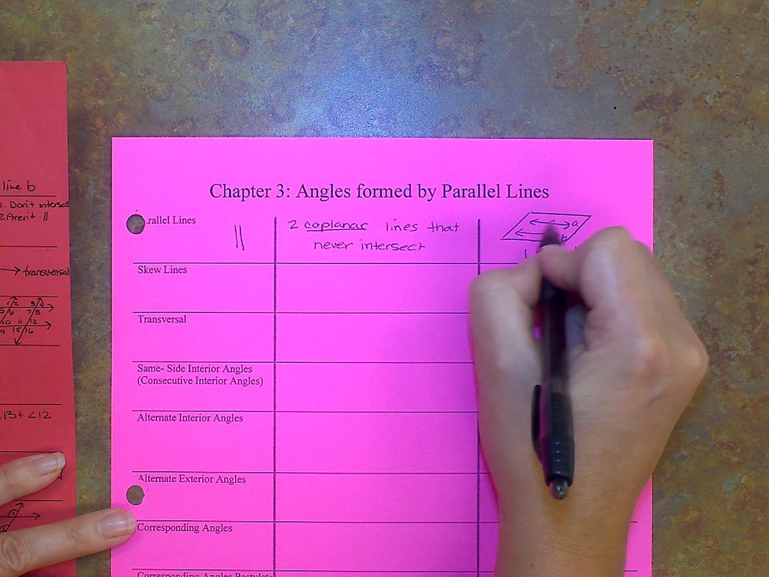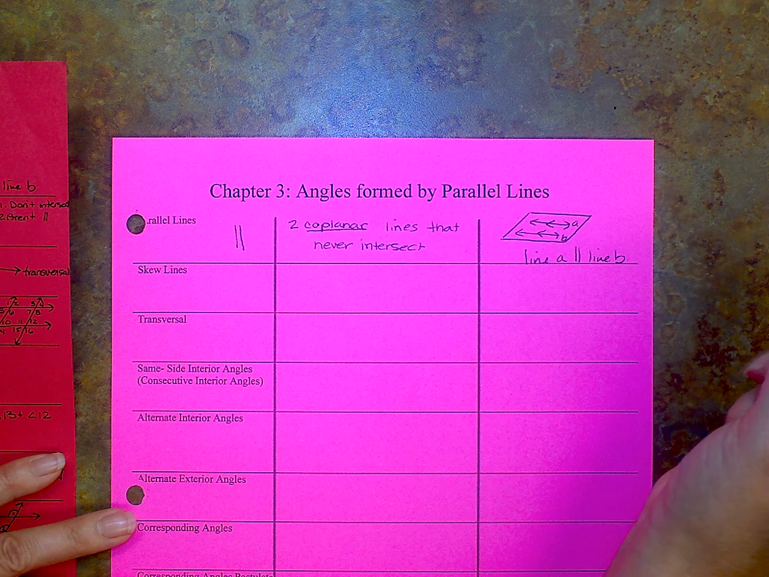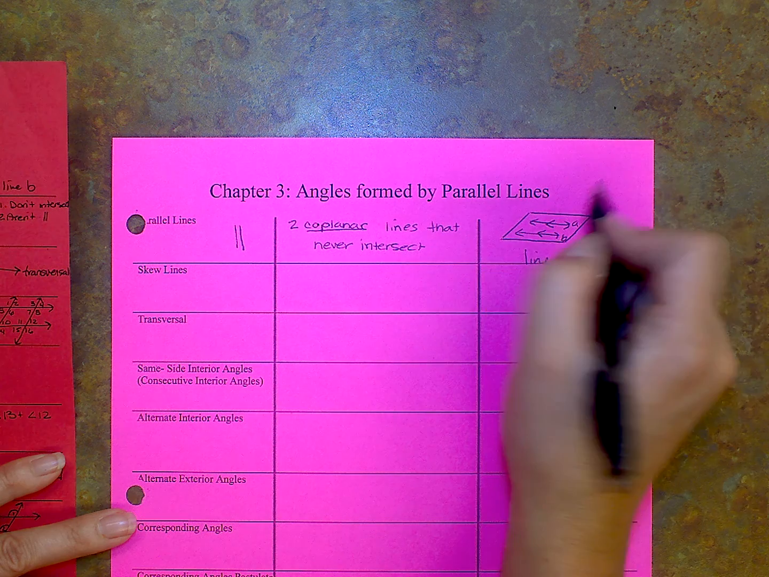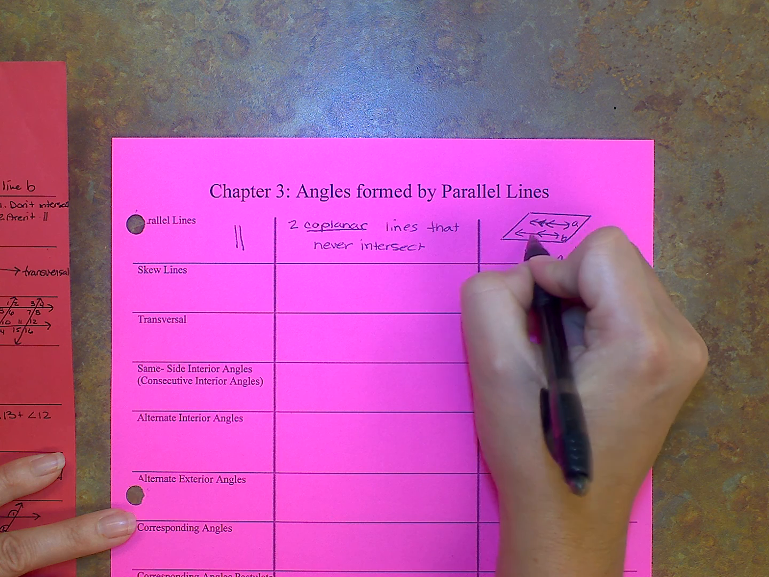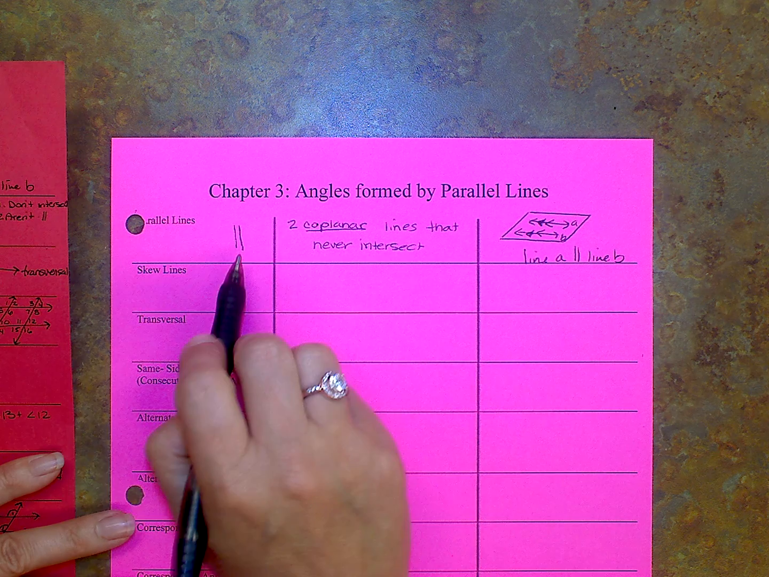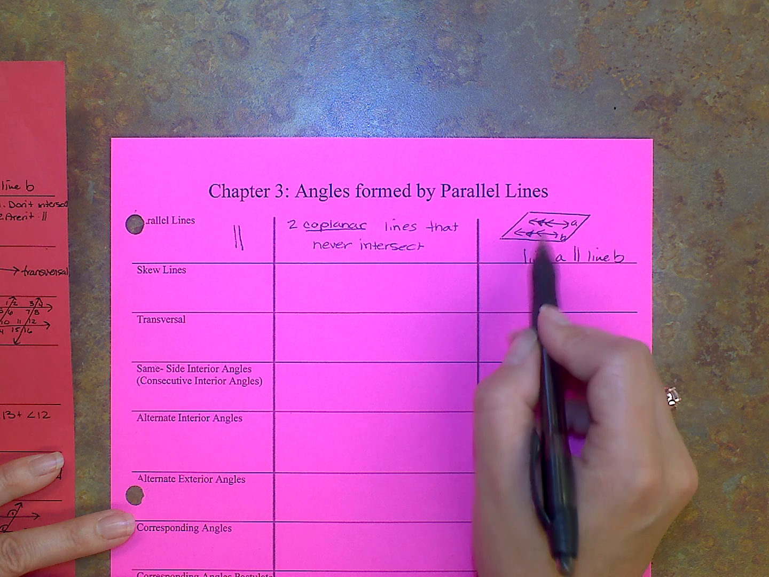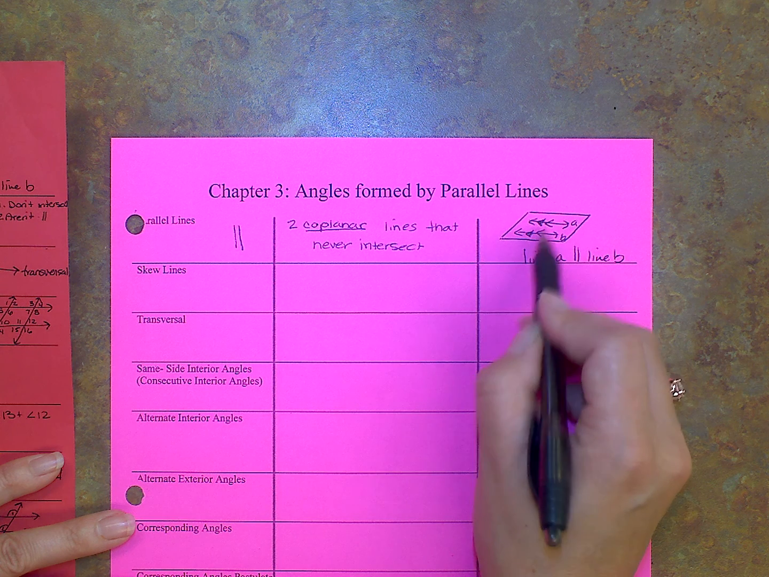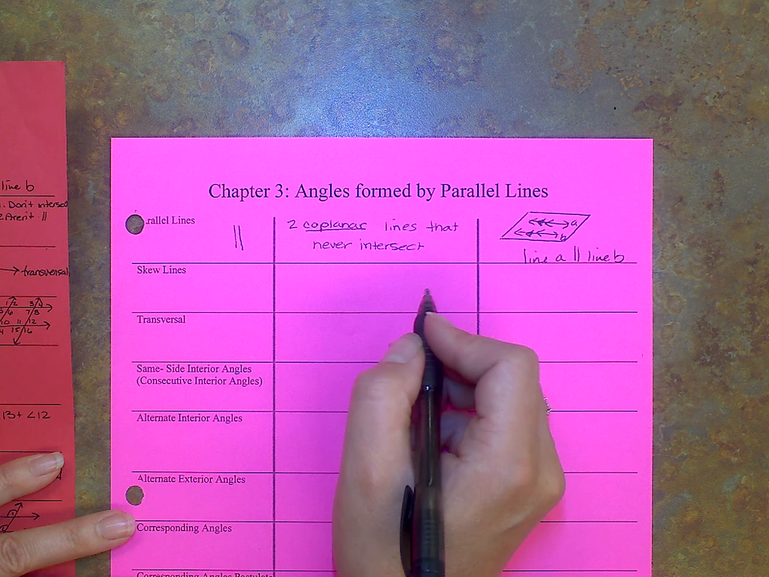And to show that in the picture, we can either use open arrows like this along the line, or you can use shaded in arrows like this to show that the lines are parallel. So anytime you read that two lines are parallel, you automatically mark the arrows in the picture within the lines so that we know that they're parallel.